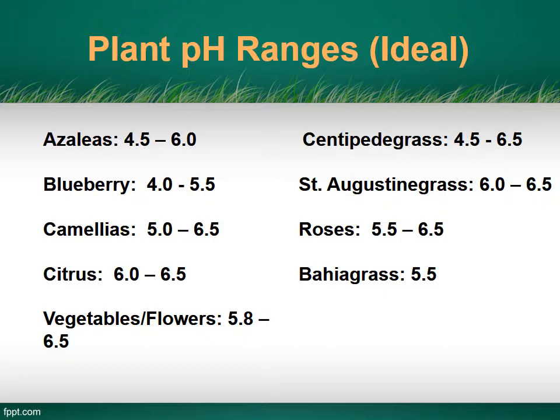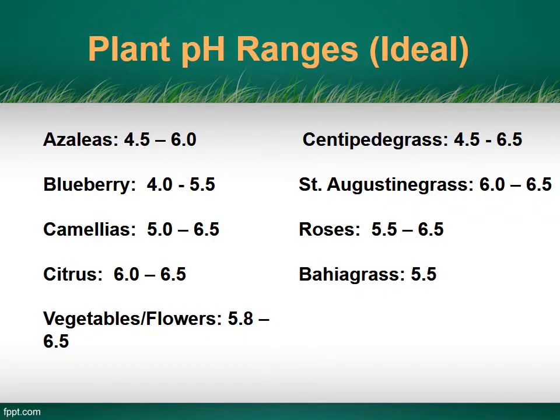Augustine can grow well at an even wider range than that. It's pretty forgiving with pH. Roses prefer 5.5 to 6.5. Bahia grass has to grow at a fairly acidic soil pH. So what does this mean to you, to your landscape, to a normal gardener? You can see almost every plant likes to grow at least slightly acidic soil pH. So you rarely see plants that prefer something at 7 or above 7. Most plants are going to prefer at least a little bit below 7, which is perfectly neutral.